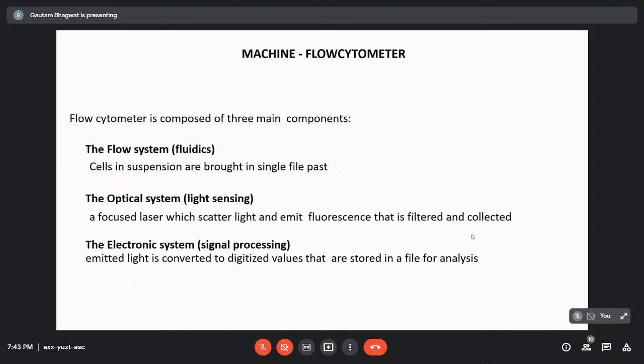What actually is happening in this machine? The flow cytometer is composed of three main components. As I told you, fluidics, optics, electronics. I will keep on repeating this. What is fluidics? Fluidics is cells held in suspension and brought in single file. What is single file? That is one cell passing at one time. Next is the optics. A focused laser scatters the light at the interrogation point, and it either scatters the light or emits fluorescence, which we collect. These collected signals in terms of photons are converted to electrons and then converted to digitalized values that are stored in a file.